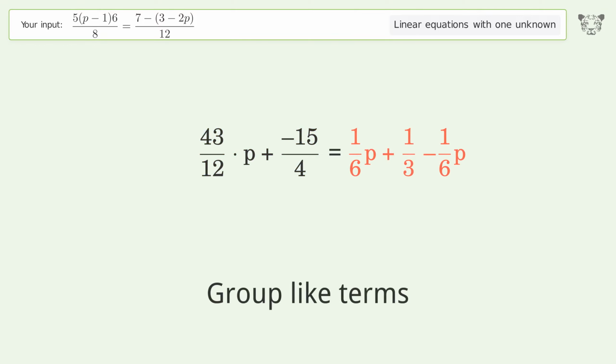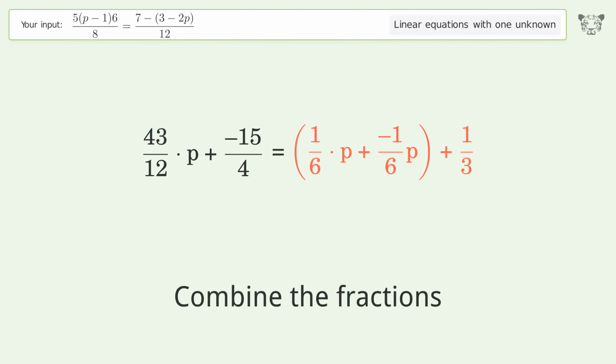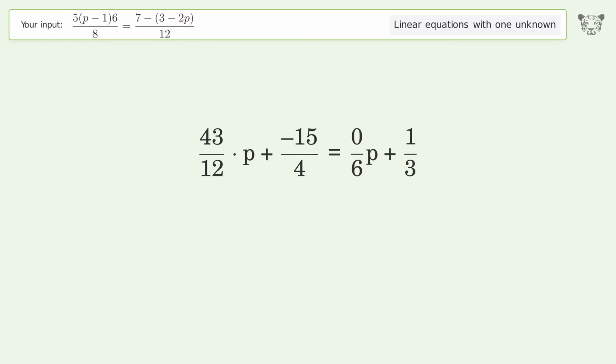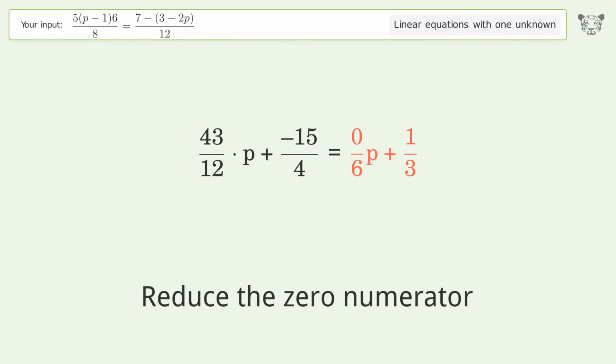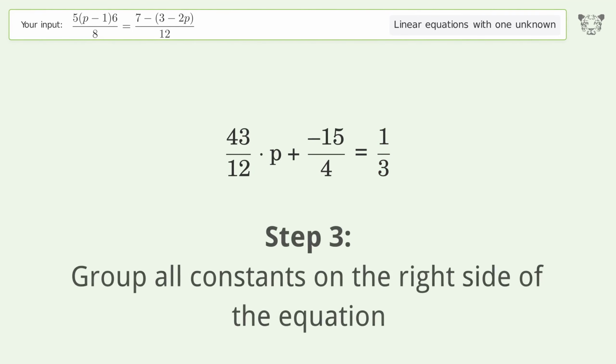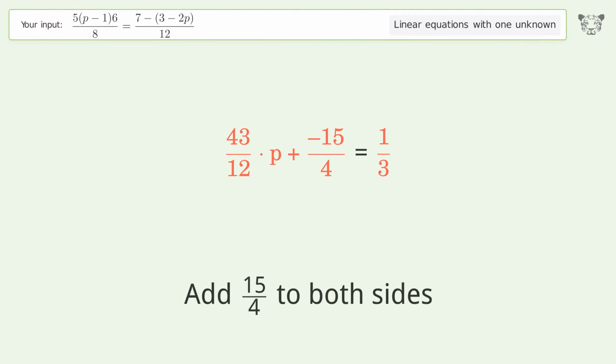Group like terms. Combine the fractions. Combine the numerators. Reduce the zero numerator. Simplify the arithmetic. Group all constants on the right side of the equation. Add 15/4 to both sides.